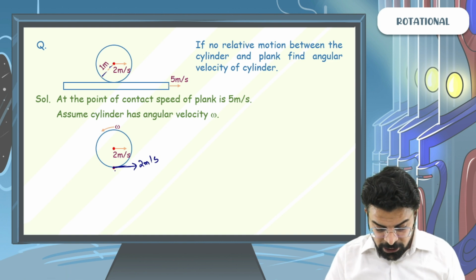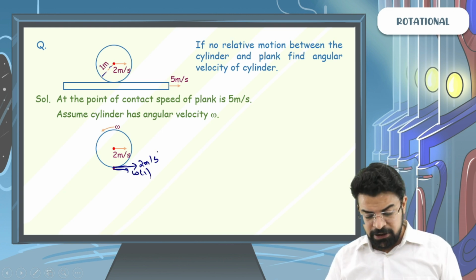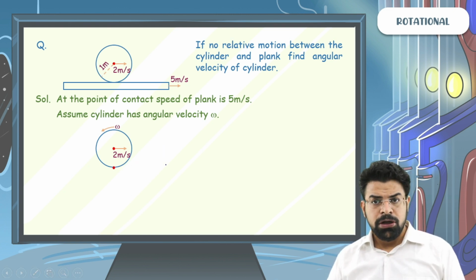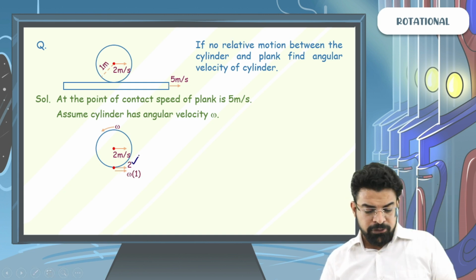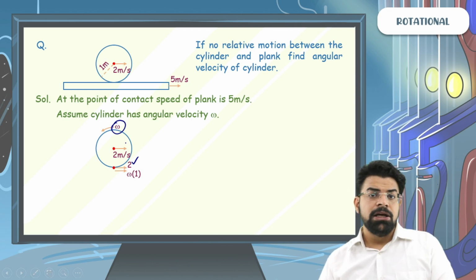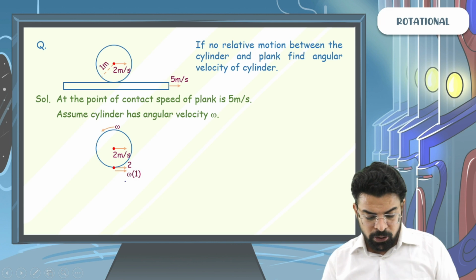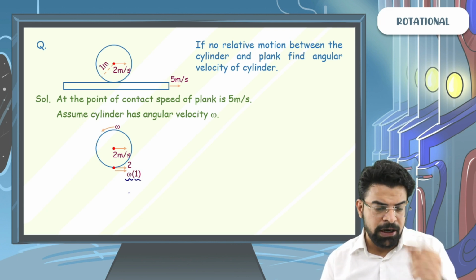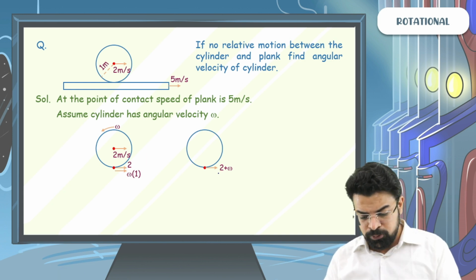So there will be a rotational velocity as well, omega into 1, that will be omega. So the net velocity at point of contact will be 2 plus omega. Because of translational motion, velocity at point of contact will be 2. If you have assumed that angular velocity is omega, then because of angular velocity omega at point of contact, the velocity will be omega into r, and r is 1, so you get omega. So the net velocity at point of contact will be 2 plus omega.